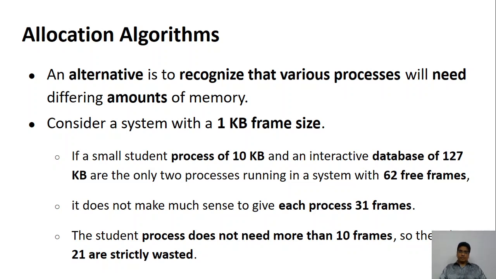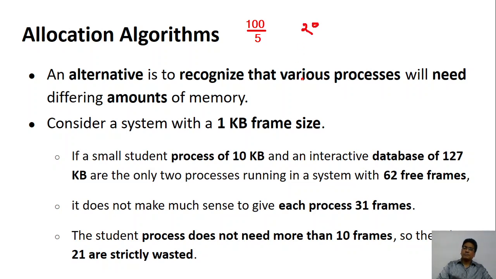Okay, so the problem with this is, sometimes it may so happen that when we give an equal number of frames to all of them, we may be over generous. What is the meaning of over generous? We may give them more than the frames that they actually require. So if I have 100 frames, and if I have 5 processes running, then everybody will get 20, isn't it? So it is as simple as that.